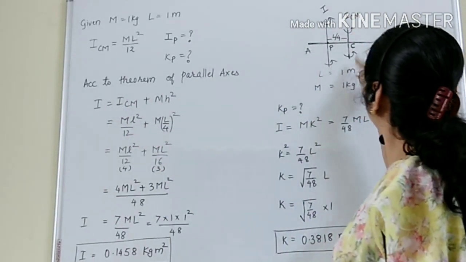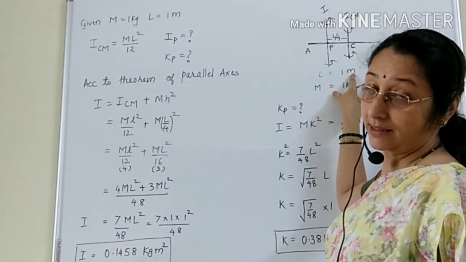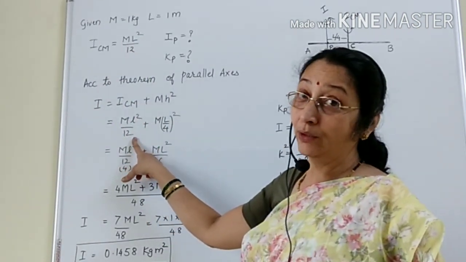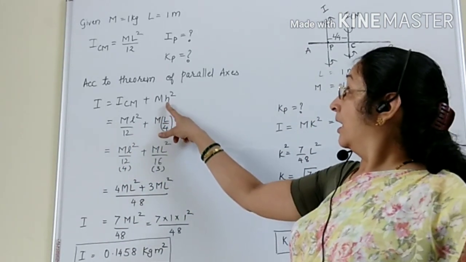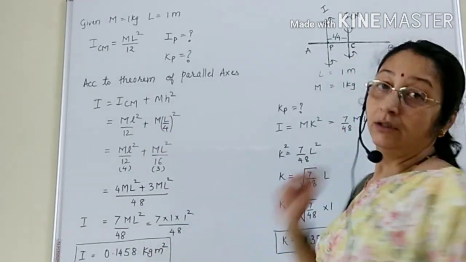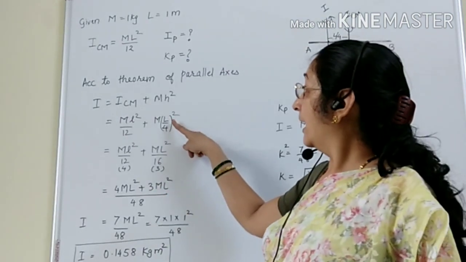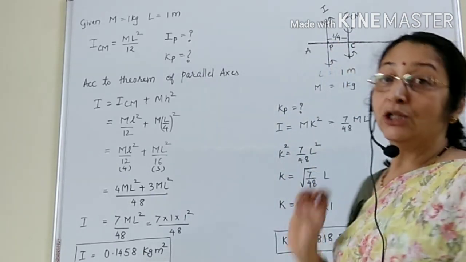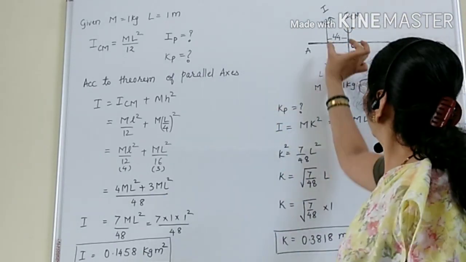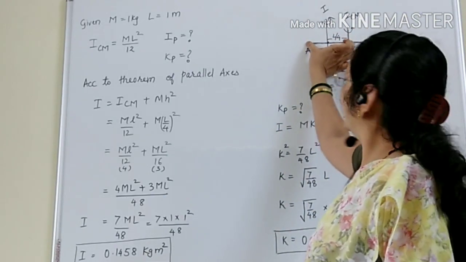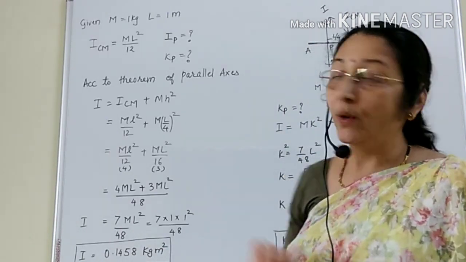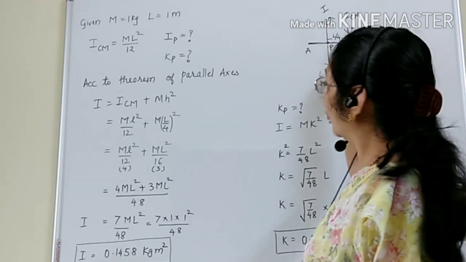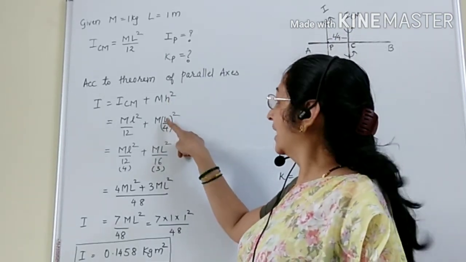ICM we know, the moment of inertia about this axis, about the center of mass, is ml square upon 12. So we have written ml square upon 12. Next, m is the mass of the thin uniform rod and h is the perpendicular distance between the two parallel axes. Now, the distance between A and C is L by 2. Hence, the distance between P and C will be L by 4. So, L by 4 is the distance. Hence, h is L by 4.